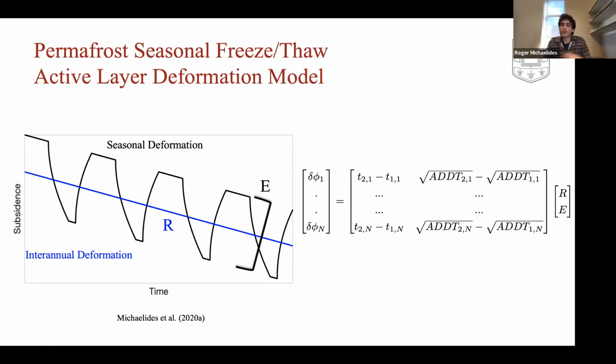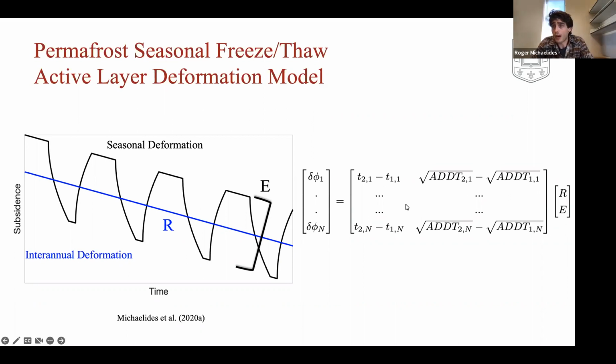Now, borrowing from the time series community with InSAR, we can develop a system of linear equations that can relate all of our interferometric observables, in this case represented by this vector of delta phi's. And then we can build a system of linear equations that relate our interferometric observables to these two components, the linear trend and then the seasonal amplitude.